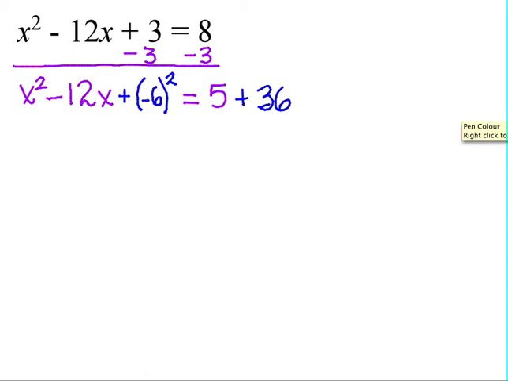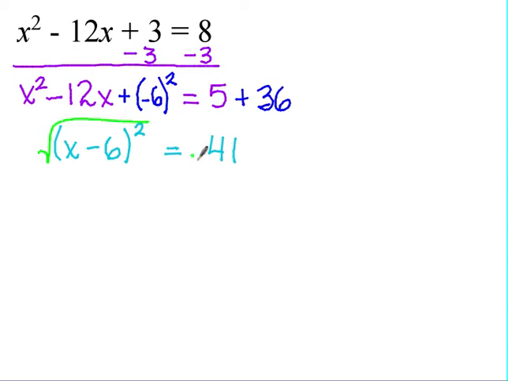What's the next step, folks? Equal x squared minus 6. X minus 6, yep. Quantity squared. Good. On the right side, what do you get? 41. Good. What do you do now? Take the square root. Plus or minus.